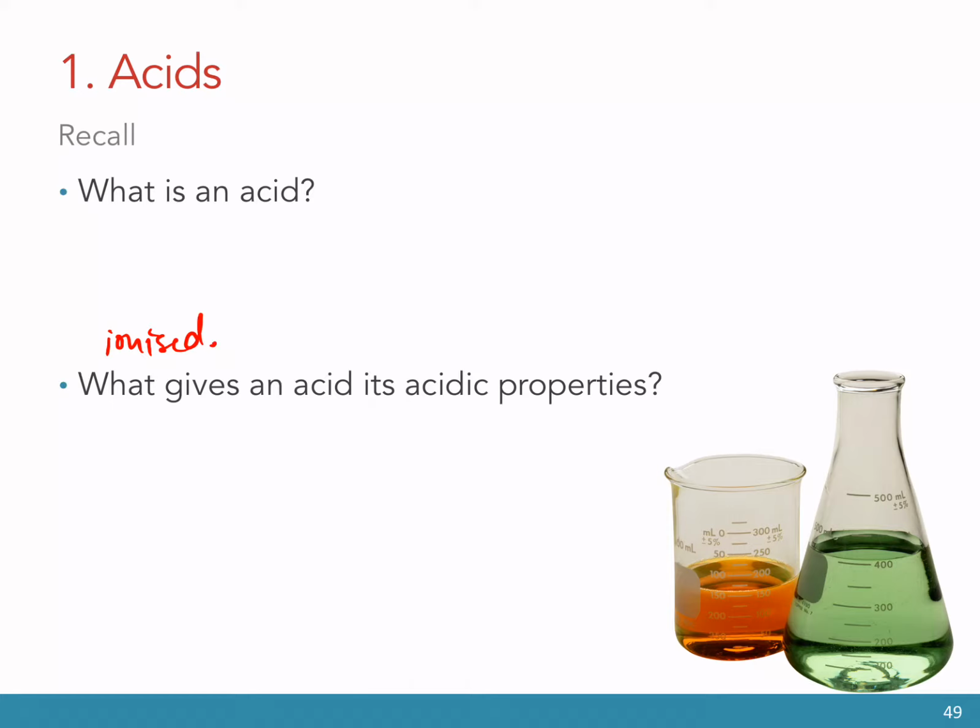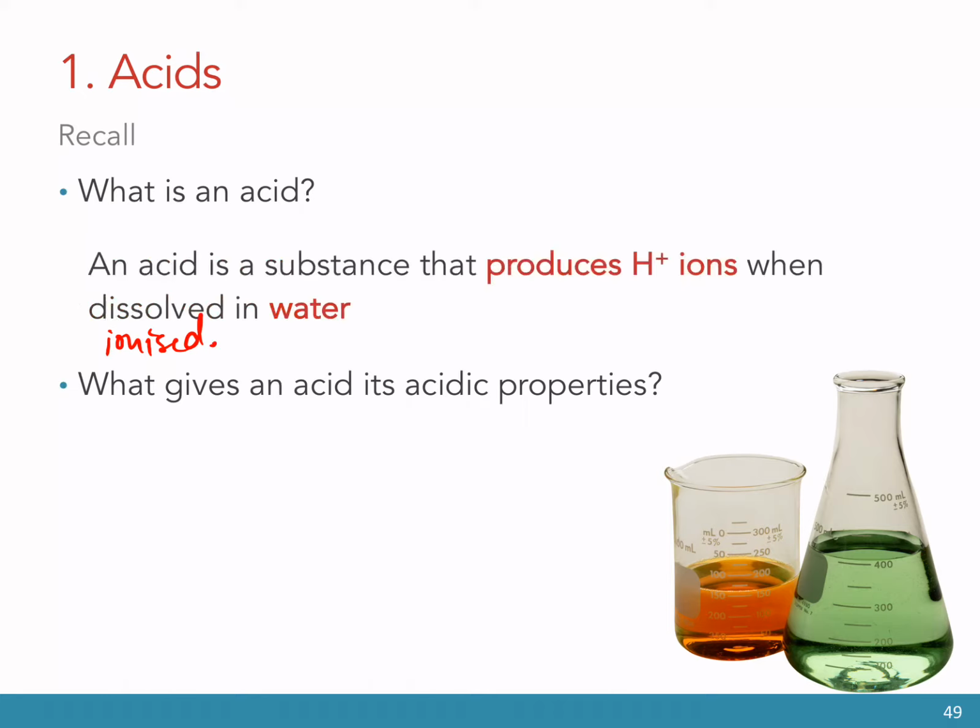Okay, so this will be a screencast for the factors affecting the concentration of the hydrogen ions. So recall, what is an acid? An acid is a substance that produces hydrogen ions when they are dissolved or ionized in water. So what makes an acid acidic? Which part of the acid is that? It is the hydrogen ions.